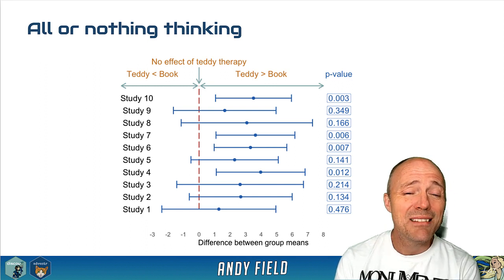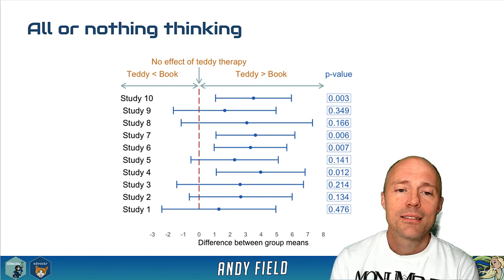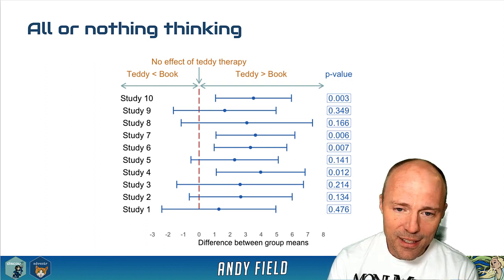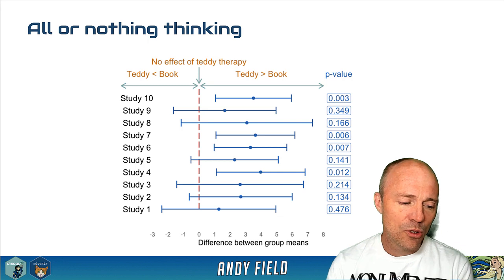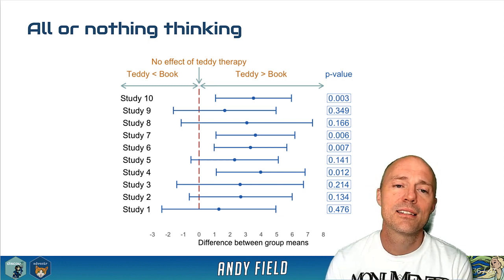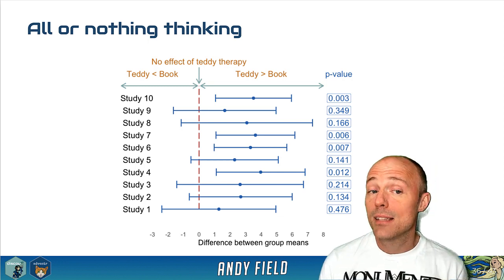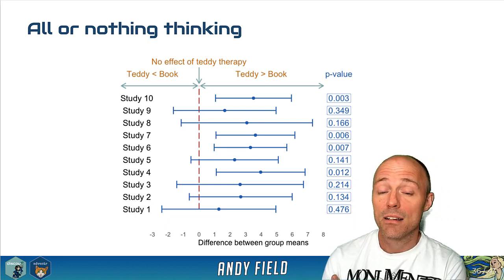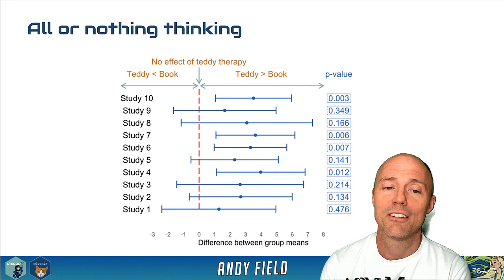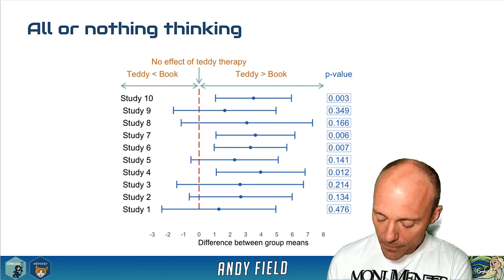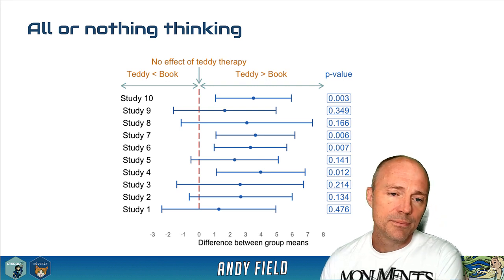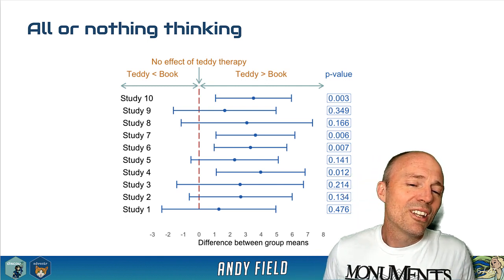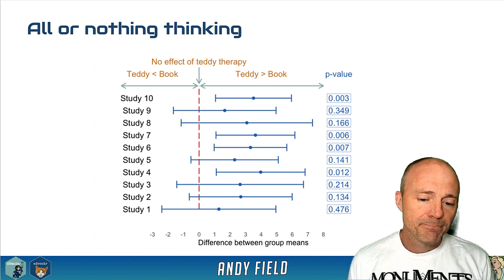The results here seem quite inconsistent. So study 10 is significant, study 7 is significant, study 6 is significant, and study 4 is significant. So 4 of the 10 studies get a significant effect. The other 6 do not. So you might think, well, it probably doesn't work. 6 out of 10 studies show a non-significant effect. However, by focusing in on the p-value, you're ignoring a lot of the consistency in the data.